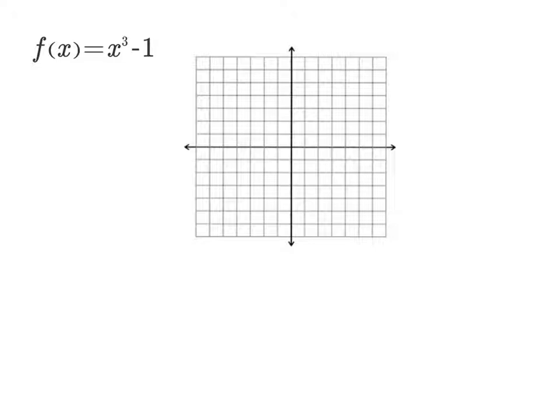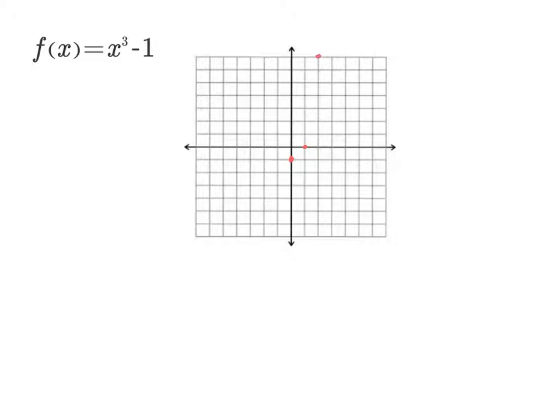We know that it's x cubed minus 1, which means it's going to go down 1. And then it's x cubed, so it's going to be over 1 up 1, and then over 2 up 8, because 2 cubed is 8.